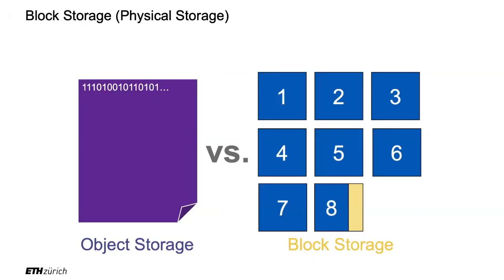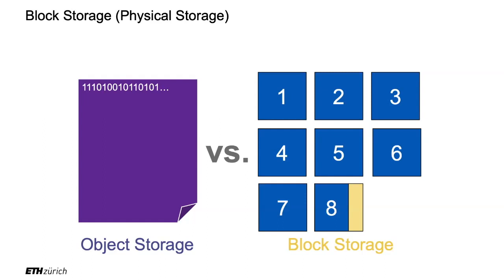Second, the other difference. On the left, once again, this is object storage. This is a black box. You upload objects to S3 or to Azure Blob Storage, and you get them back, right? That's a black box mechanism.